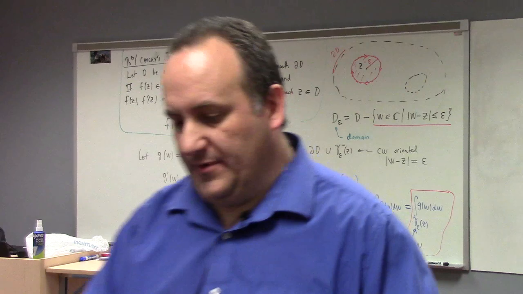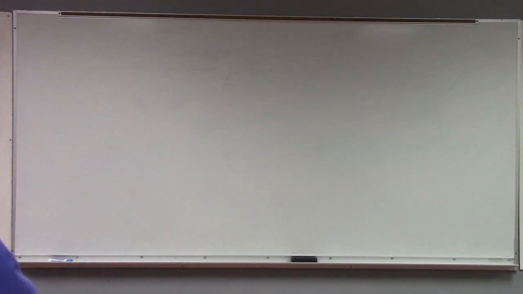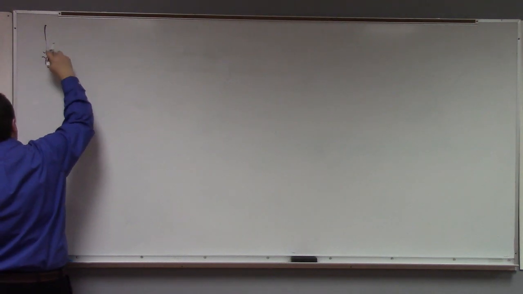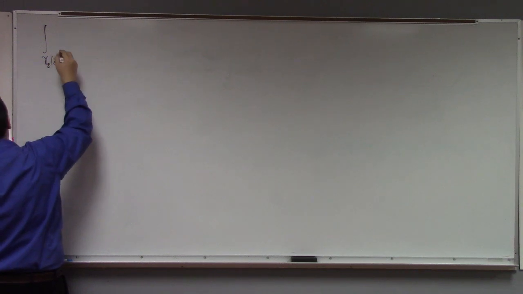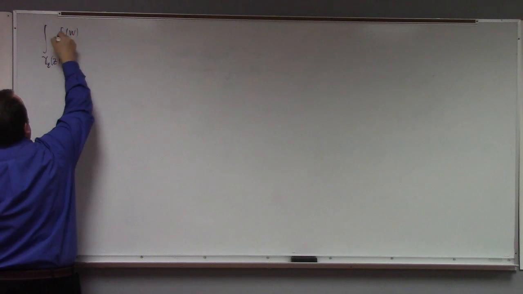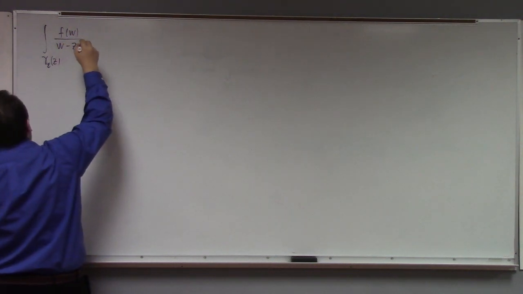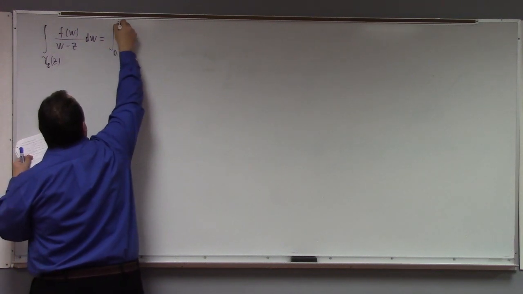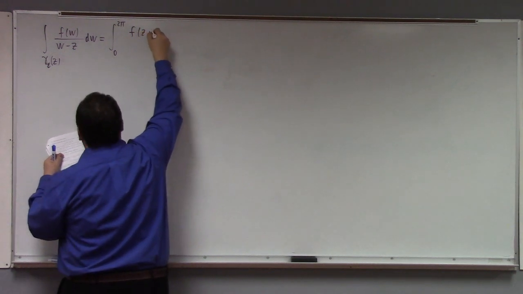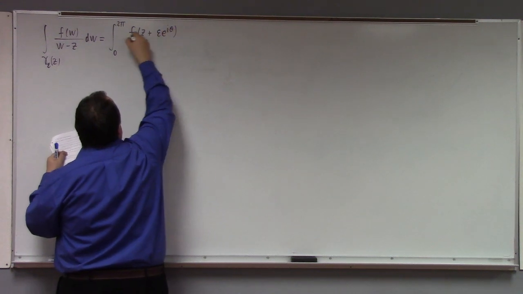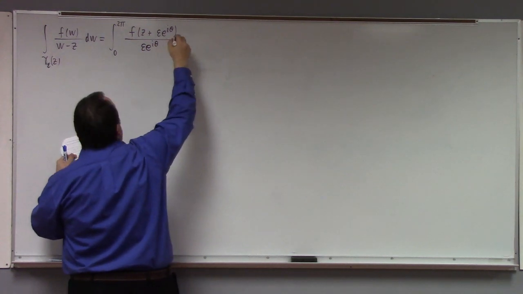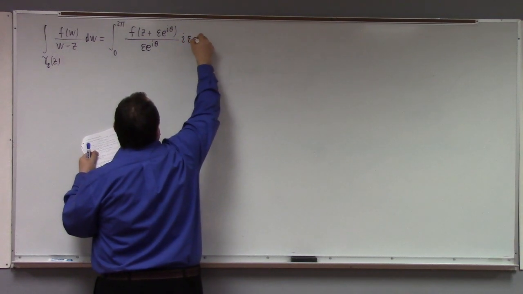So next up, I'm going to get back into the details of what G is. G is f of W over W minus Z. So we'll look at the integral over gamma epsilon of Z of f of W over W minus Z dW. And my claim from the notes is that that's equal to the integral from 0 to 2 pi of f of Z plus epsilon e to the I theta, divided by epsilon e to the I theta, times I epsilon e to the I theta.